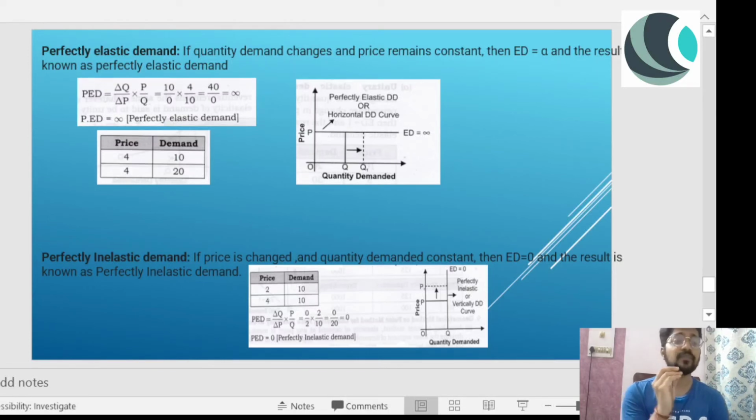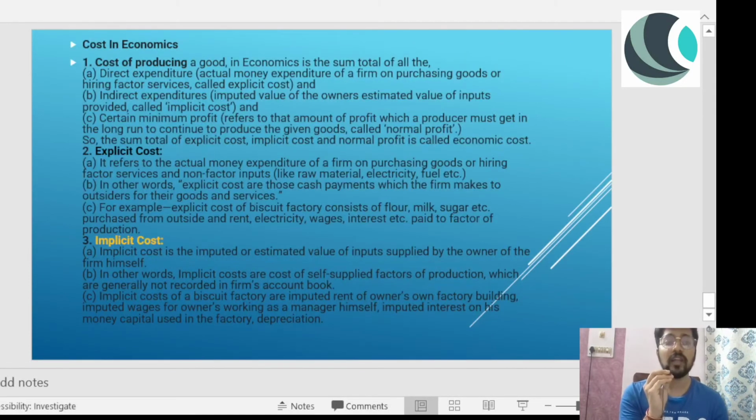And lastly, I want to touch upon cost in economics. This is very important as well, because explicit and implicit cost has been asked in the examination multiple times. The cost of producing a good in economics is the sum total of direct expenditure, indirect expenditure, and a certain minimum profit. Direct expenditure is basically the actual money spent by a firm on purchasing goods or hiring factor services. These are called explicit costs, which you can basically see.